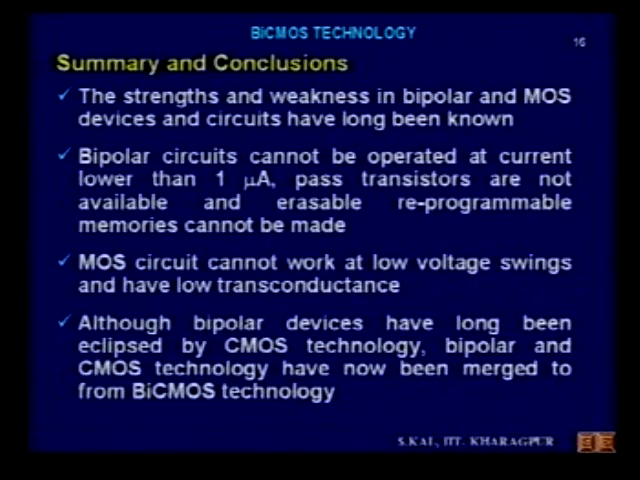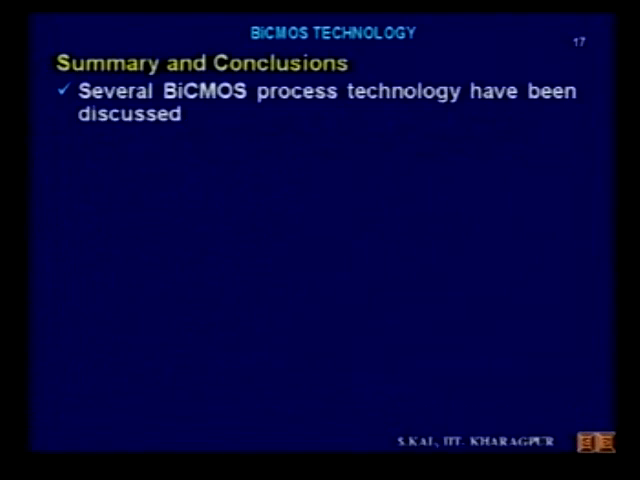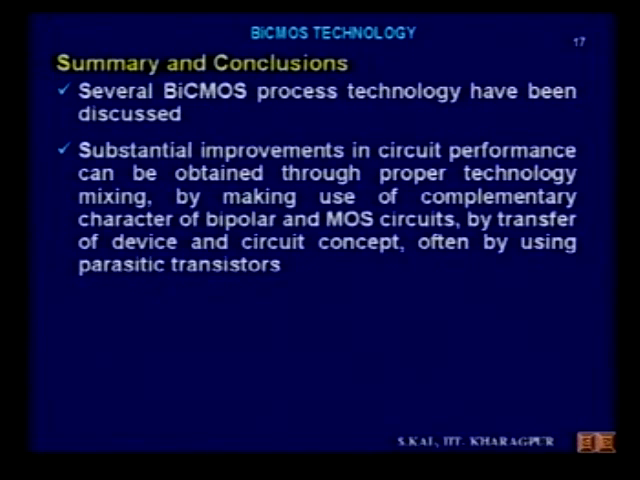Judicious merging has been done of bipolar and CMOS technology to have BiCMOS technology, which can produce high performance bipolar devices and high performance CMOS devices. Several BiCMOS process technologies have been discussed. Substantial improvements in circuit performance can be obtained through proper technology mixing by making use of the complementary character of bipolar and MOS circuits, by transfer of device and circuit concepts, often by using parasitic transistors. Sometimes parasitic transistors are also exploited in your circuit. That is the innovation, circuit innovation.